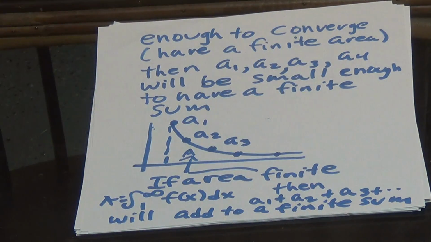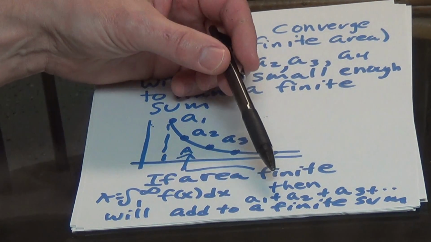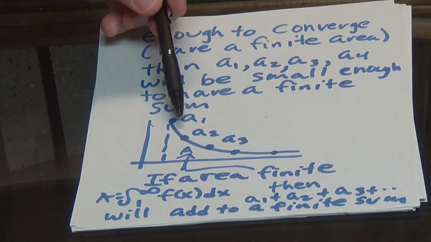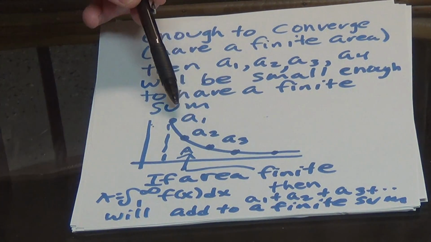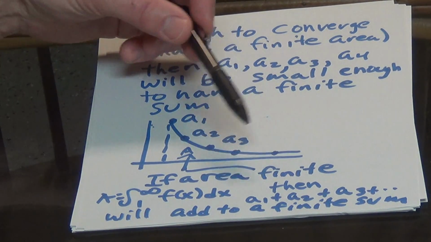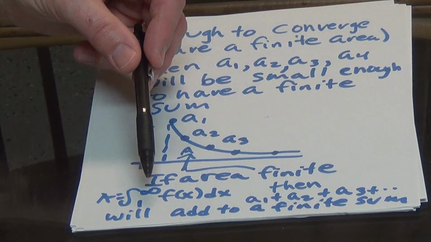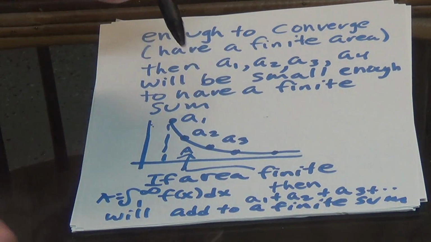My writing got a little tight at the bottom here, but numbers off of a curve small enough to give a finite area will also be small enough to add to give you a finite sum, so that this integral and the sum will behave the same.